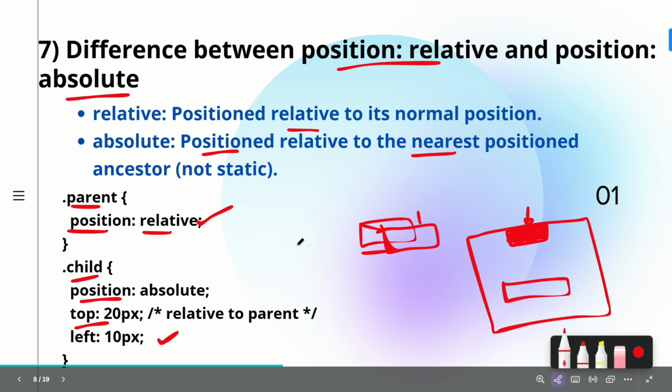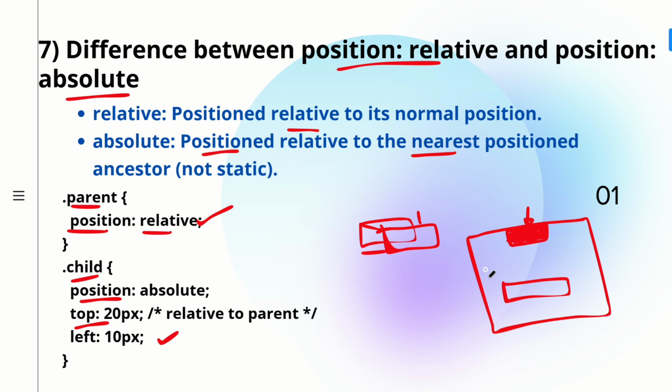So in this case, if this is your child and this is your parent, the parent is relative and the child is absolute. You have given top 20 pixels, so somewhere from here, and left 10 pixels, so somewhere from here. So your element is going to get positioned here according to whatever code we have written. So this is how you can explain the difference between relative and absolute positioning.